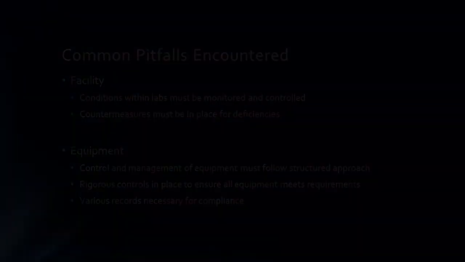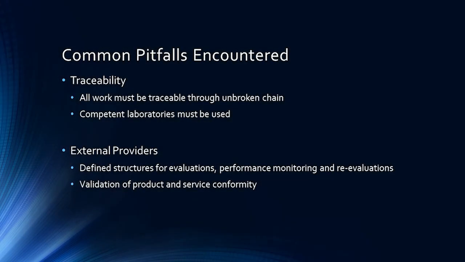All work conducted in the labs must be traceable. In order for this to occur, there must be an unbroken chain of calibrations, each contributing to the measurement uncertainty. Throughout this chain, competent laboratories must be used for the calibrations and certified reference materials. Failure to effectively evaluate the laboratories will lead to failure to maintain this traceability. In addition, lack of record keeping of all phases of the chain causes failure to maintain traceability.